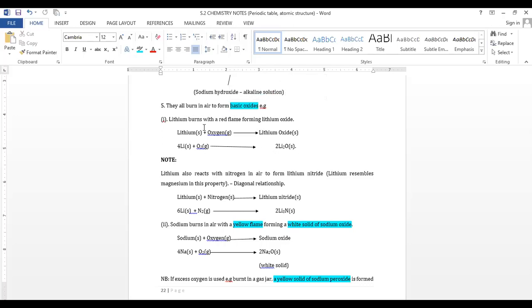Now, lithium also burns with a red flame. There is some sound in the background. Girls, let's check our videos and audios.